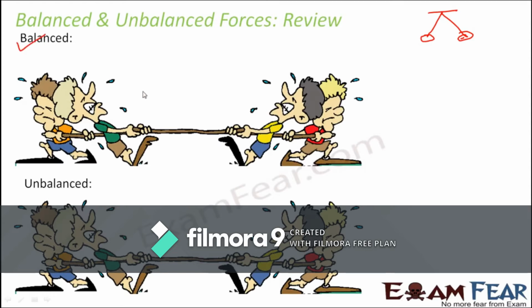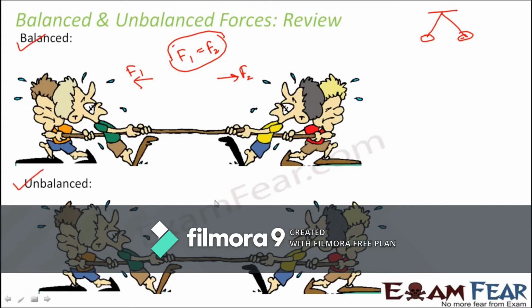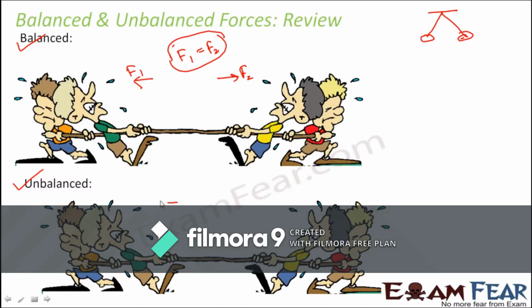Here, since equal forces are being applied, they are applying a force of F1, they are applying a force of F2. And in this case, F1 is equal to F2. So this is a scenario of balanced forces. But in case of unbalanced forces, that is not the case. So here, they are applying a force of F1, they are applying a force of F2, and in this case, F2 is greater than F1. So they are not equal. So this is an example of unbalanced force.